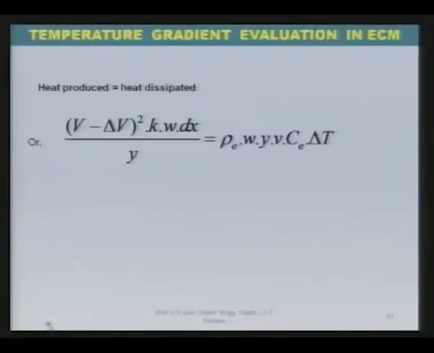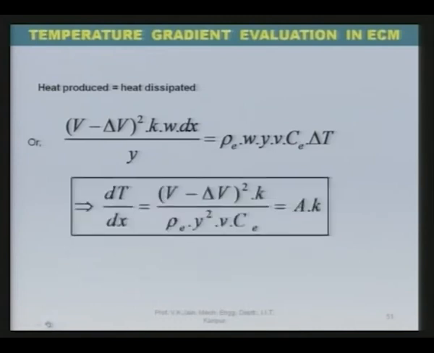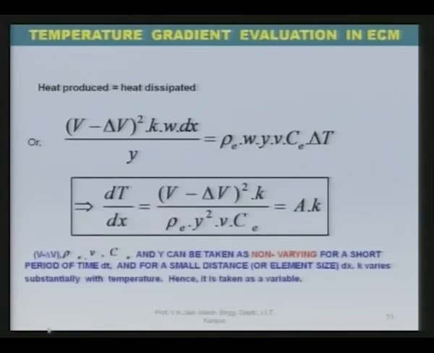So, that equation can be written like this: (V minus delta V) whole square K W dx divided by y is equal to rho E W y V C E delta T. Now, dx is the small movement in x direction. So, this equation can be written as dT over dx. Simplification of the above equation will give you dT over dx is equal to (V minus delta V) square K divided by rho E y square V C E, which is equal to A K.